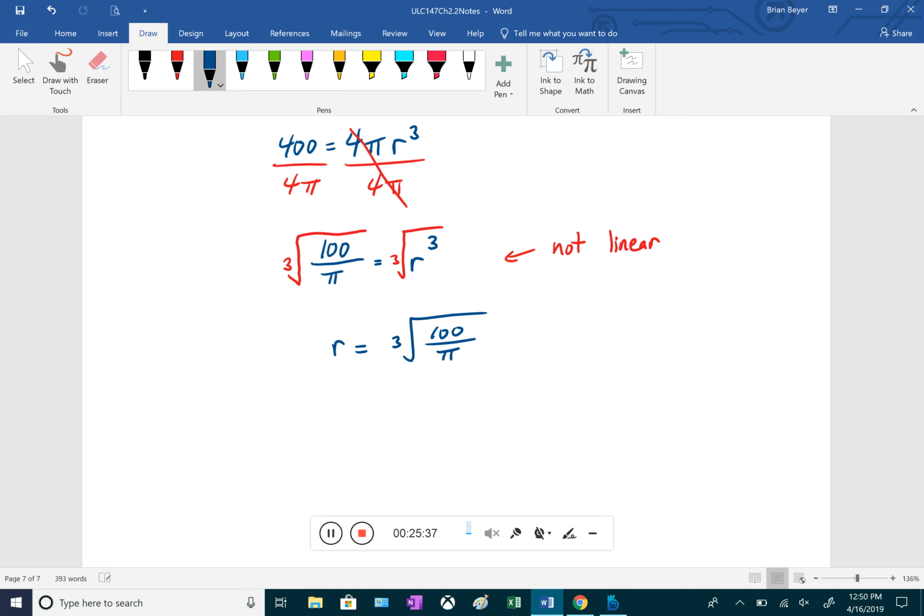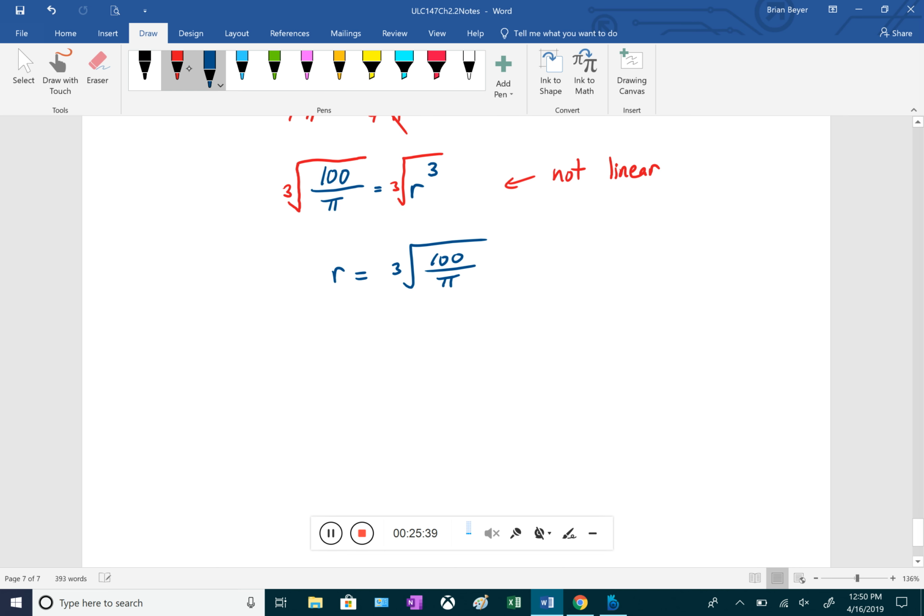So type this into the calculator and just recall that if you have the cube root of something, you could either use that notation in the calculator, or you can raise it to the 1/3 power. They mean the exact same thing. So typing that in, we end up getting a radius of 3.2-ish, and the units are centimeters. I'm just going to leave it as 3.2.